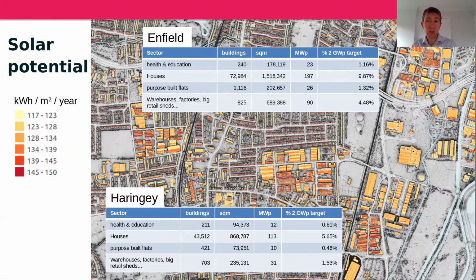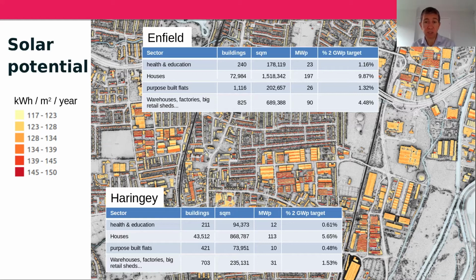As an individual, you might want to know the potential on your house, whilst as a local authority, you might want to know how much electricity could be generated on all your school buildings. The Mayor of London has set a 2 gigawatt target for the year 2050. And to illustrate this, I've compared Enfield and Haringey. In these tables on the screen, the right-hand column shows the percentage that might be contributed to this 2 gigawatt target. So this shows that some local authorities like Enfield have an interesting conundrum.